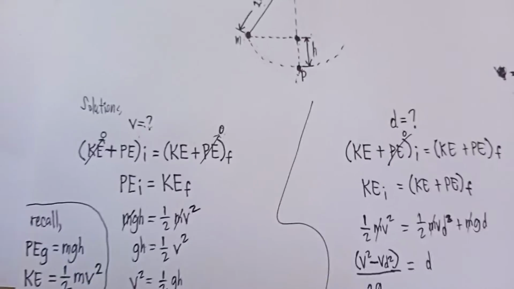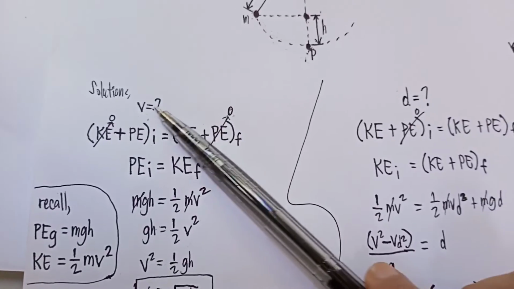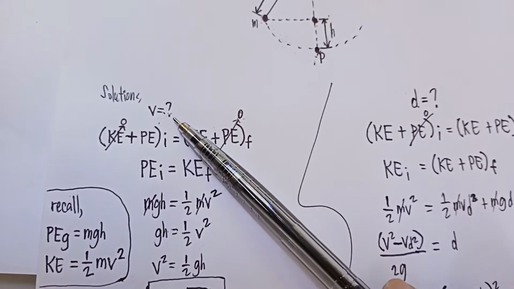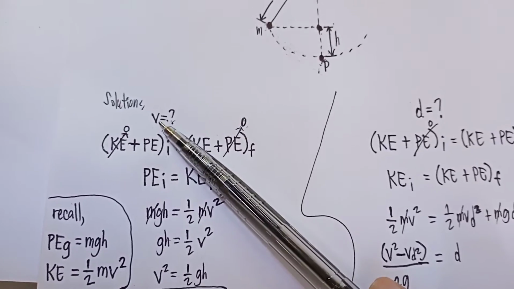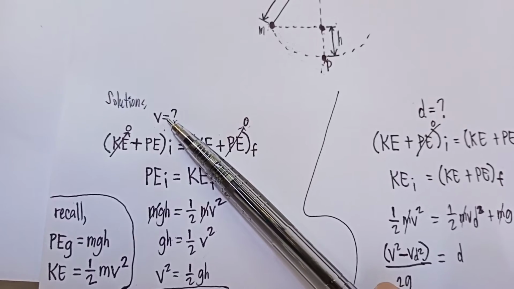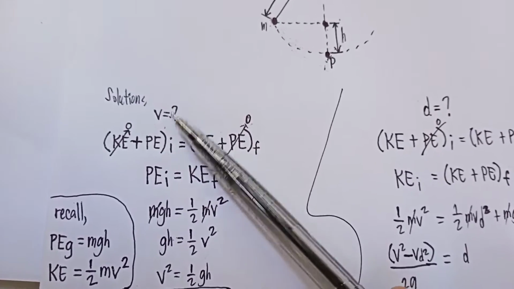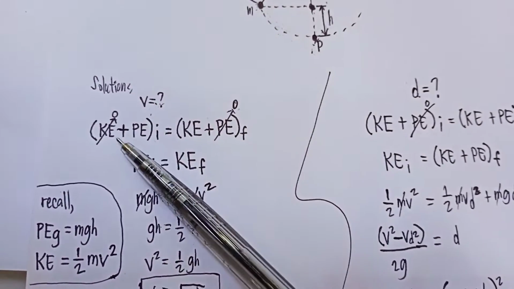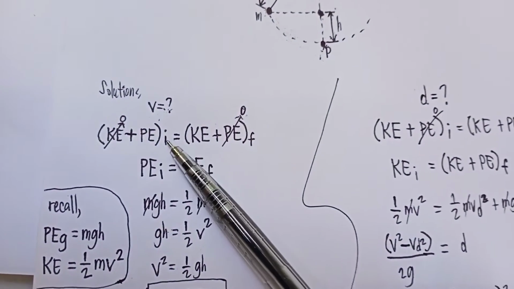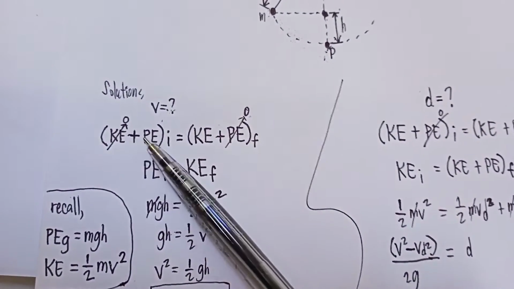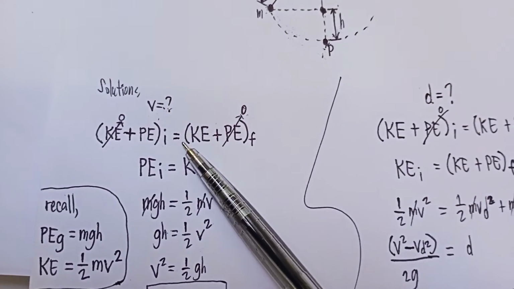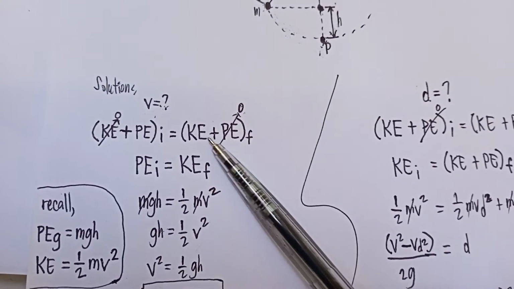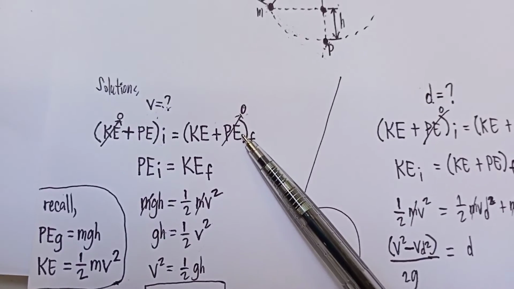The first solution is pangitan na to ang value sa V. Unsa man ang V? So we call this the instantaneous particle speed at point P. Mani ang V. Atong isulat ang energy balance equation, which is initial kinetic energy plus initial potential energy equals final kinetic energy plus final potential energy.